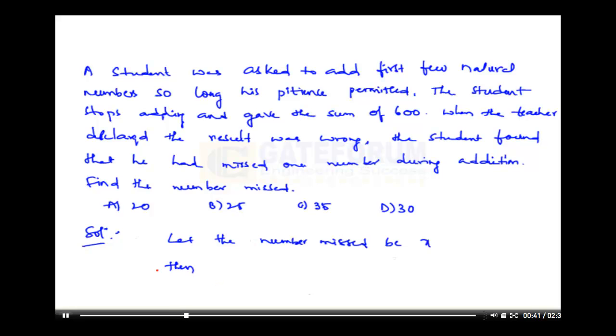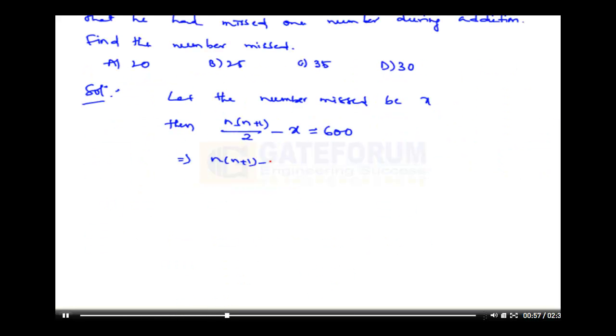Then after adding, the sum of the natural numbers has the formula n(n+1)/2, and here one number is missed. What is the number that is missed? x is missed. So minus x is equal to 600. So we can write n(n+1) minus 2x is equal to 1200, and even we can write n square plus n minus 2x is equal to 1200.